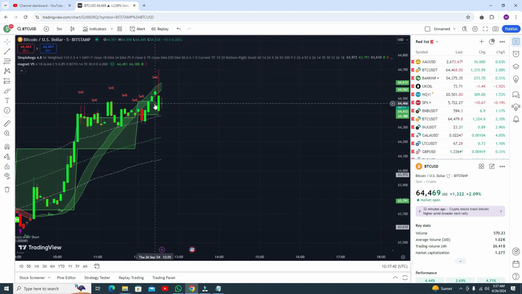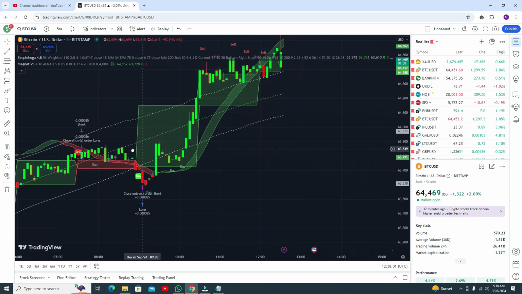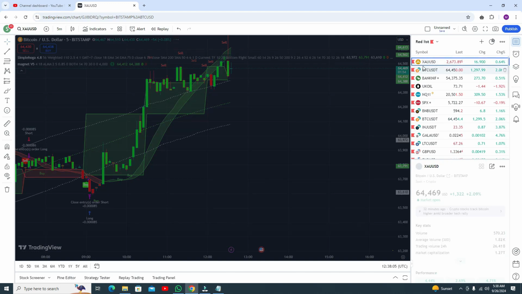Now from this point you can see you are getting a sell signal, but the shadow is green, so you do not need to go for the sell trade. You need to wait for this shadow to turn red, then you need to go for the sell trade. Okay, you can watch this. Accuracy is most awesome. Okay, let me show results in gold.